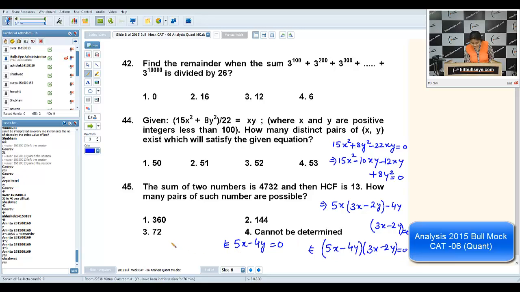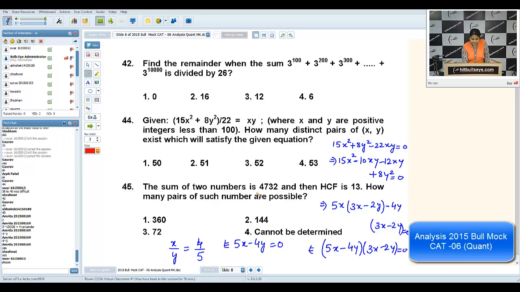I'm explaining only one thing. So I can take x by y as 4 by 5. Now we need to know how many distinct pairs of x and y exist which will satisfy the given equation. There is one more condition given, that x and y are positive integers less than 100. We know the ratio now. So x and y can be 4 and 5. They can be multiples of those because the ratio should be 4:5.